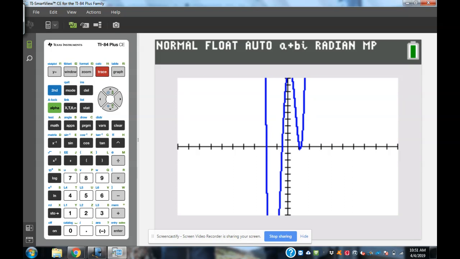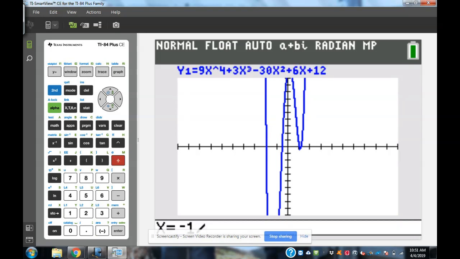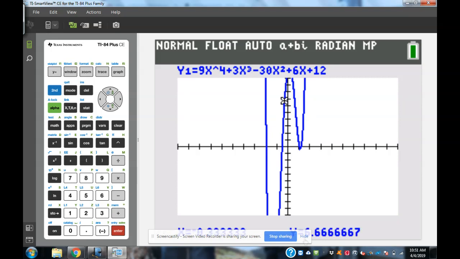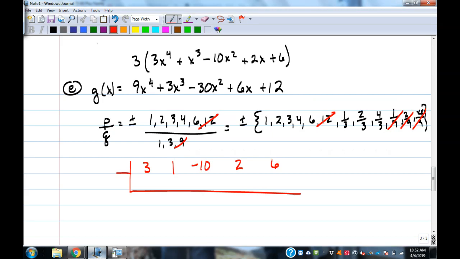I can hit trace and then type in -1/3 and see if I get a 0 for the y, and I don't. Maybe it's -2/3. Trace -2/3. Enter. Nope, not -2/3. It's not either of those. If I type in +1, so trace +1. Hey, +1 works. Looks like -2 works too. So if I hit trace and then type in -2 and hit enter, I've got 2 things that I could use here.